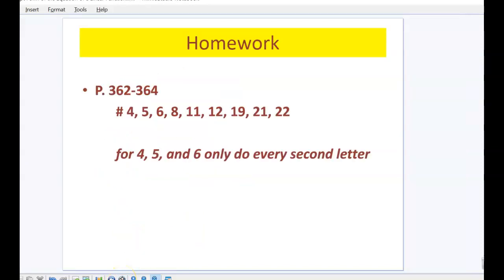Okay, that ends our lesson for section 6.4. So there's your assignment. Give them a try, and if you have any questions, you can check the answers on the website.